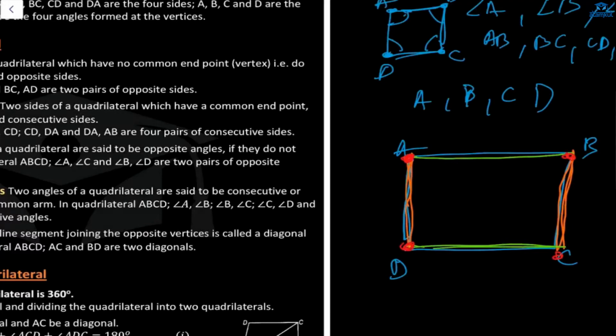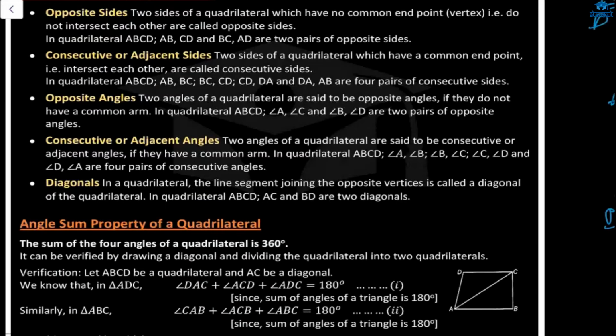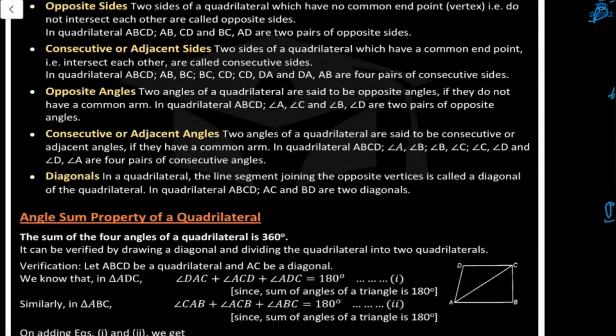You can see here I have written AB, BC, CD, and DA. These are the four pairs of consecutive sides. And the definition also you can see here: the sides of a quadrilateral which have a common endpoint, that intersect each other, are called consecutive sides.